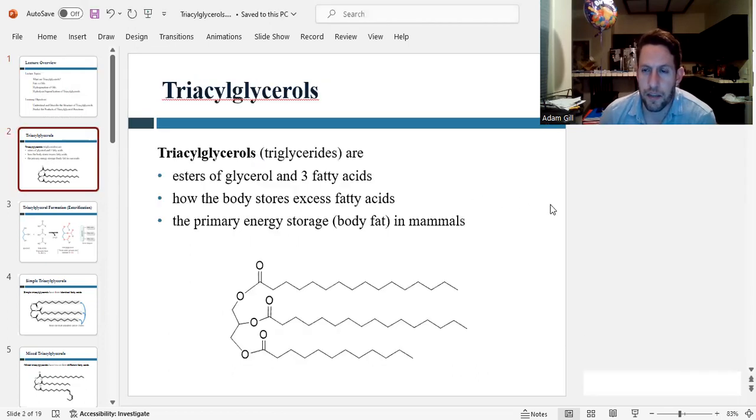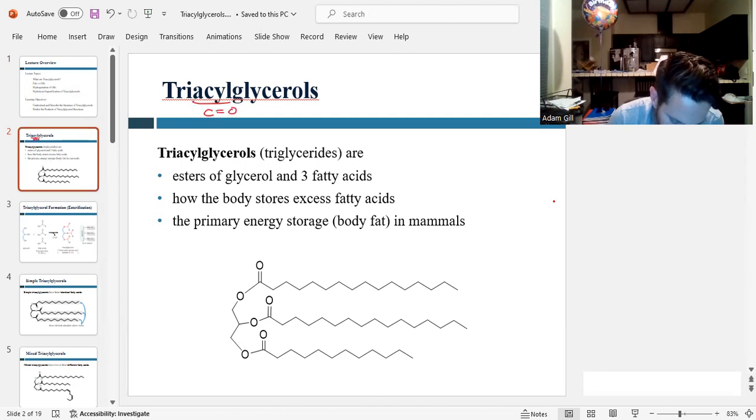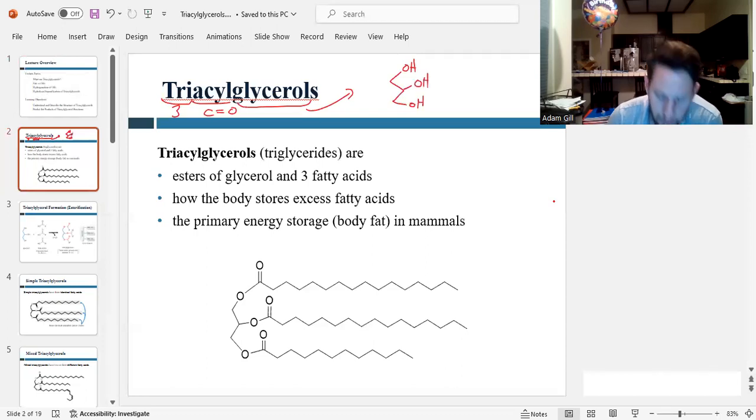So let's take a look at the structure here. An acyl group means a carbonyl, a C double bond O. Now tri means three, and a glycerol is a molecule that looks like this. It's a 3-carbon chain where each carbon has an alcohol attached. So this is known as glycerol. Basically propane with 3 alcohols.